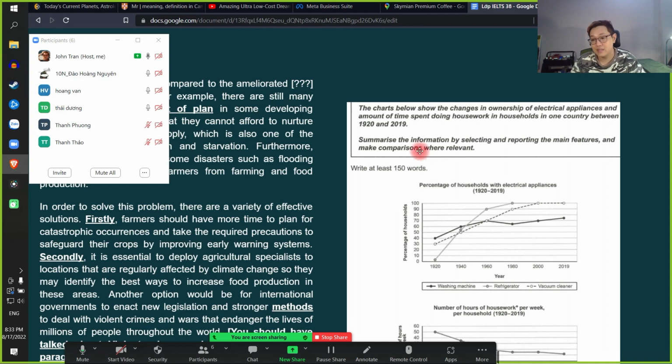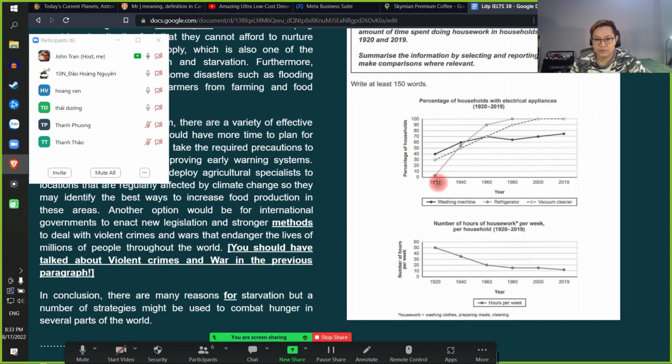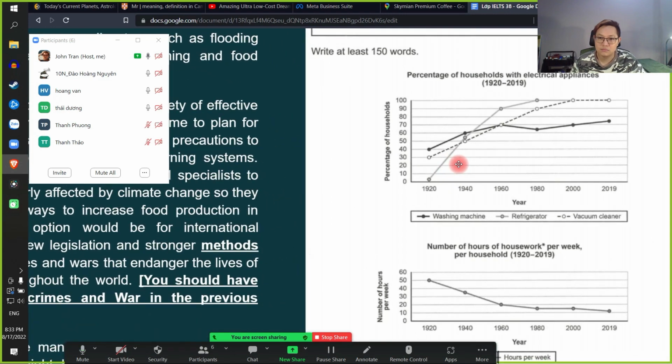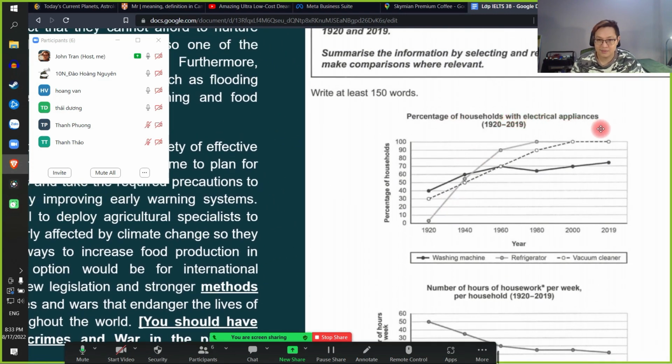So this is a 100-year period, một cái quá trình 100 năm. So you can see here. This is percentage of household with electrical appliances. Đây là cái tỷ lệ phần trăm những hộ gia đình với những thiết bị điện nè. So washing machine, máy giặt, refrigerator, cái tủ lạnh, và vacuum cleaner là cái máy hút bụi. You can see here. This is percentage of household. Ngày càng tăng, of course, it increases a lot.